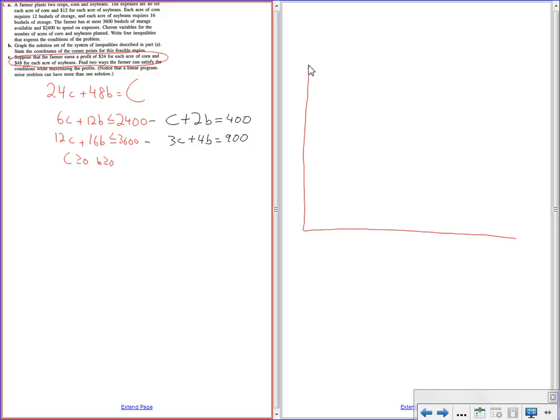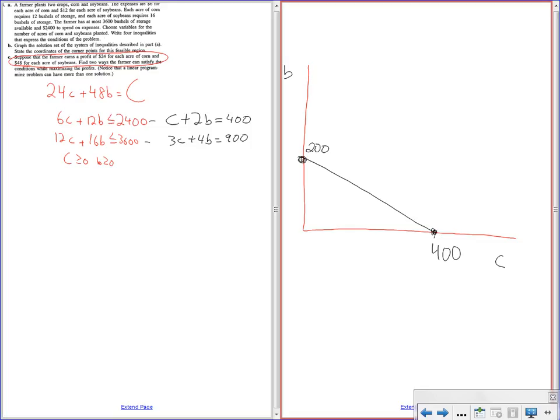Cover and solve, we got 400 and 200. I'm going to call this one C, this one B. 400 is about here. 200 would be about here. Inward or outward? Inward. The next one, I'm at 300 and 150? 225, excuse me. 225 and 300. Also inward, which means I have to figure out that spot.